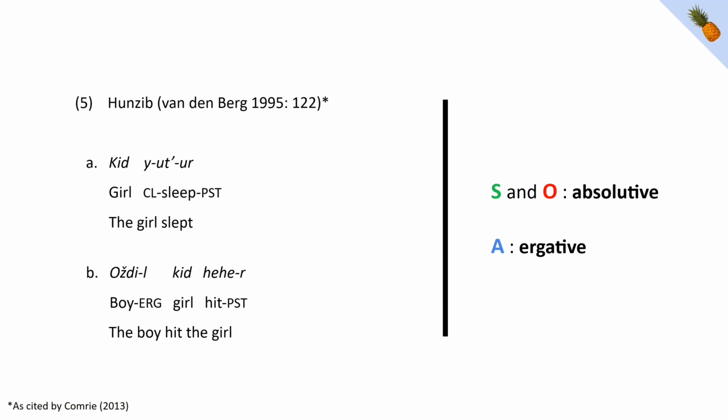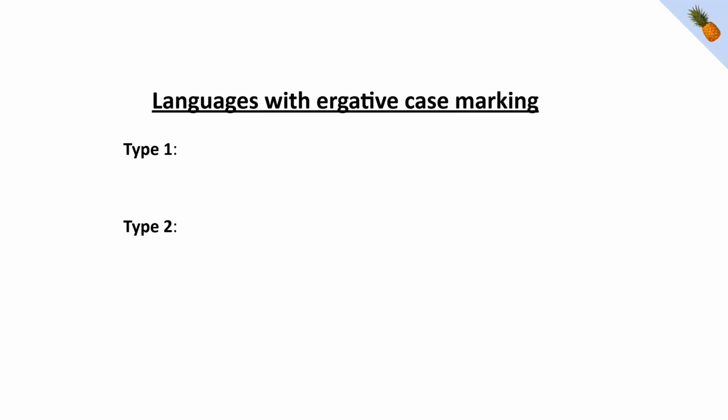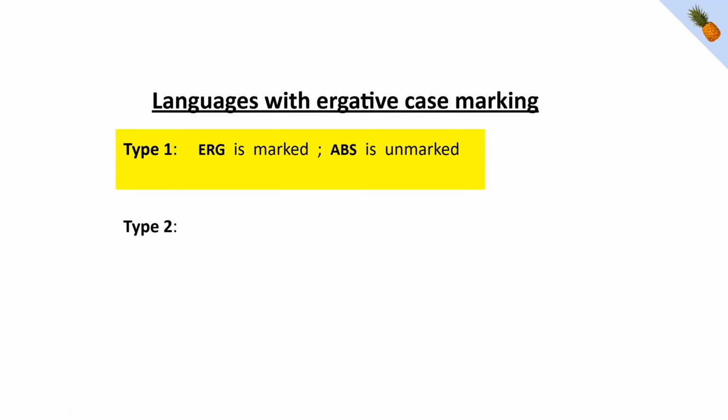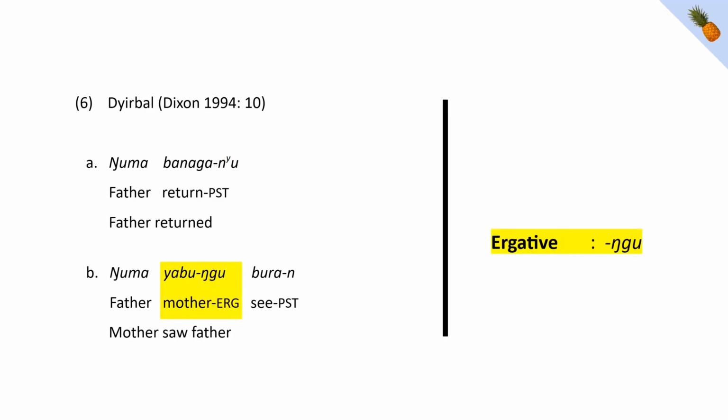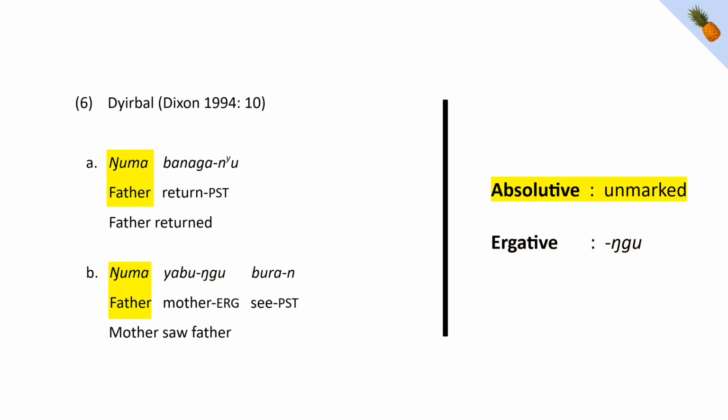Just as we subdivided the class of languages where case marking follows an accusative pattern, we can also subdivide the class of languages where case marking follows an ergative pattern. In some languages with ergative case marking, we find that ergative case is marked while absolutive case is unmarked. This type is exemplified by the Pamanyungan language, Dyirbal. Consider the data in 6. Here, we see that A arguments take the suffix ngu. S and O arguments, on the other hand, appear bare.